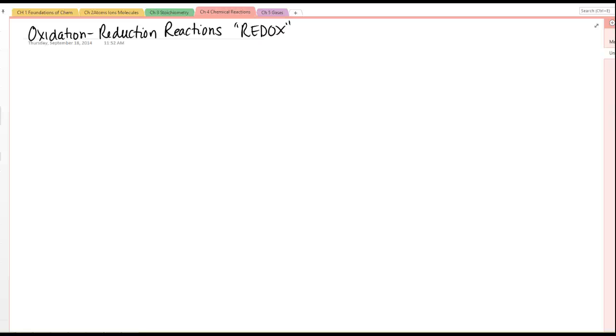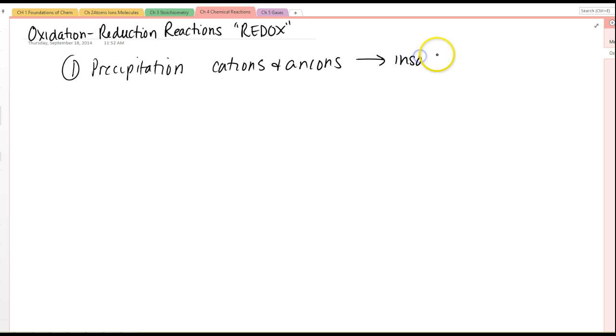Okay, so this screencast is on oxidation reduction reactions. This is our third type of reaction that we're covering in our course. The first reaction category we talked about was precipitation reactions, in which we have cations and anions combining to form insoluble ionic compounds. So that was the first category we talked about.